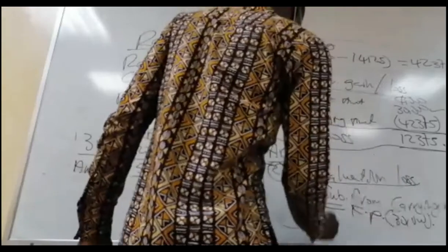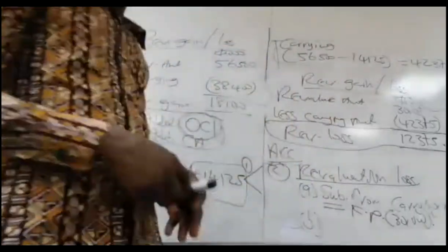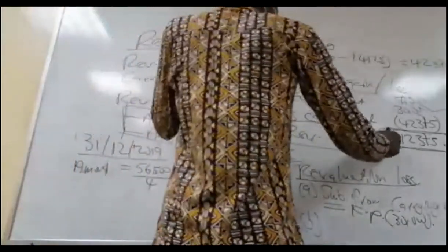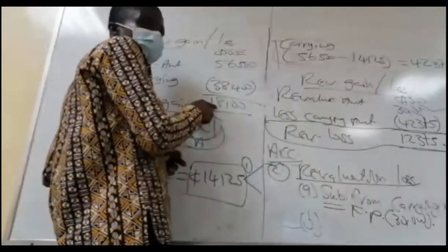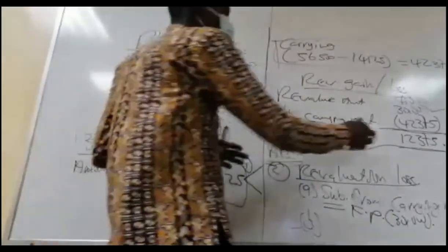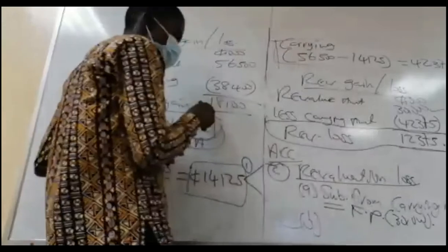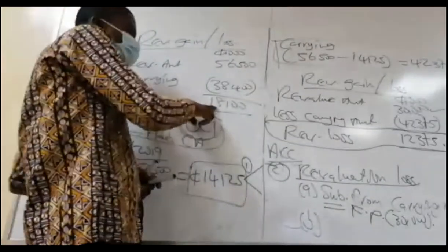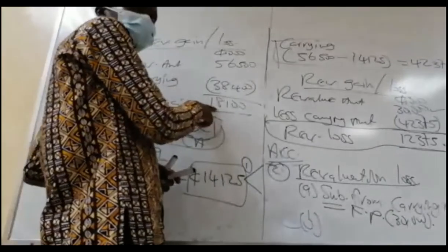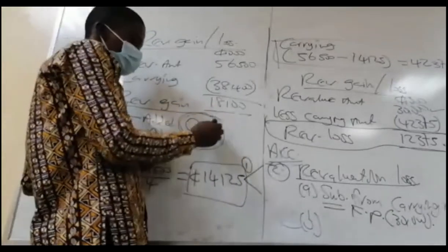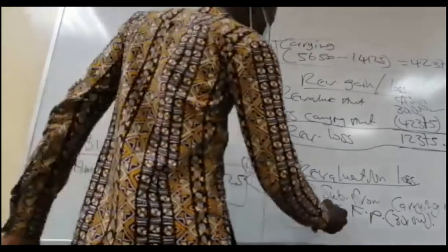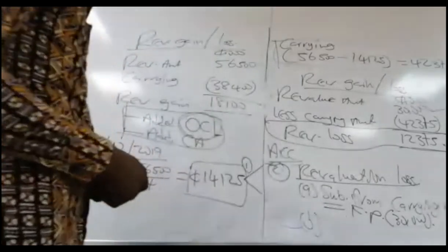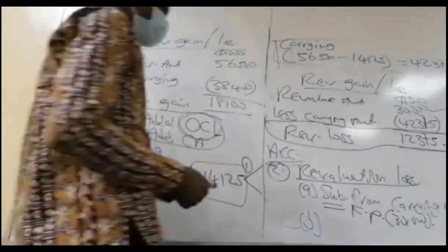Then B. Here, because there's a previous gain, and the loss is lesser than the previous gain, that means we can send all the loss to go and reverse it. When was the gain recorded? It was recorded in OCI. So that means go to OCI and subtract it from there. That is how we will treat it.